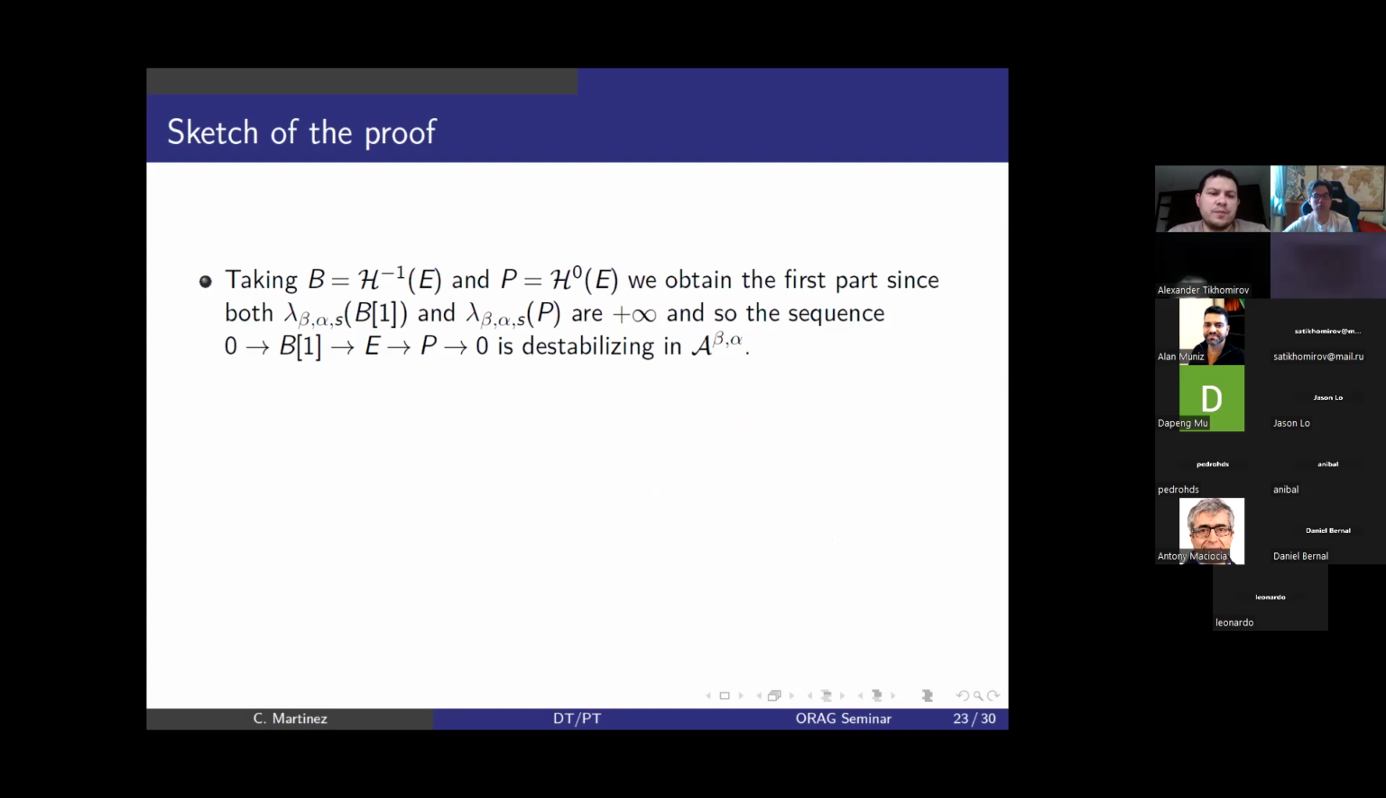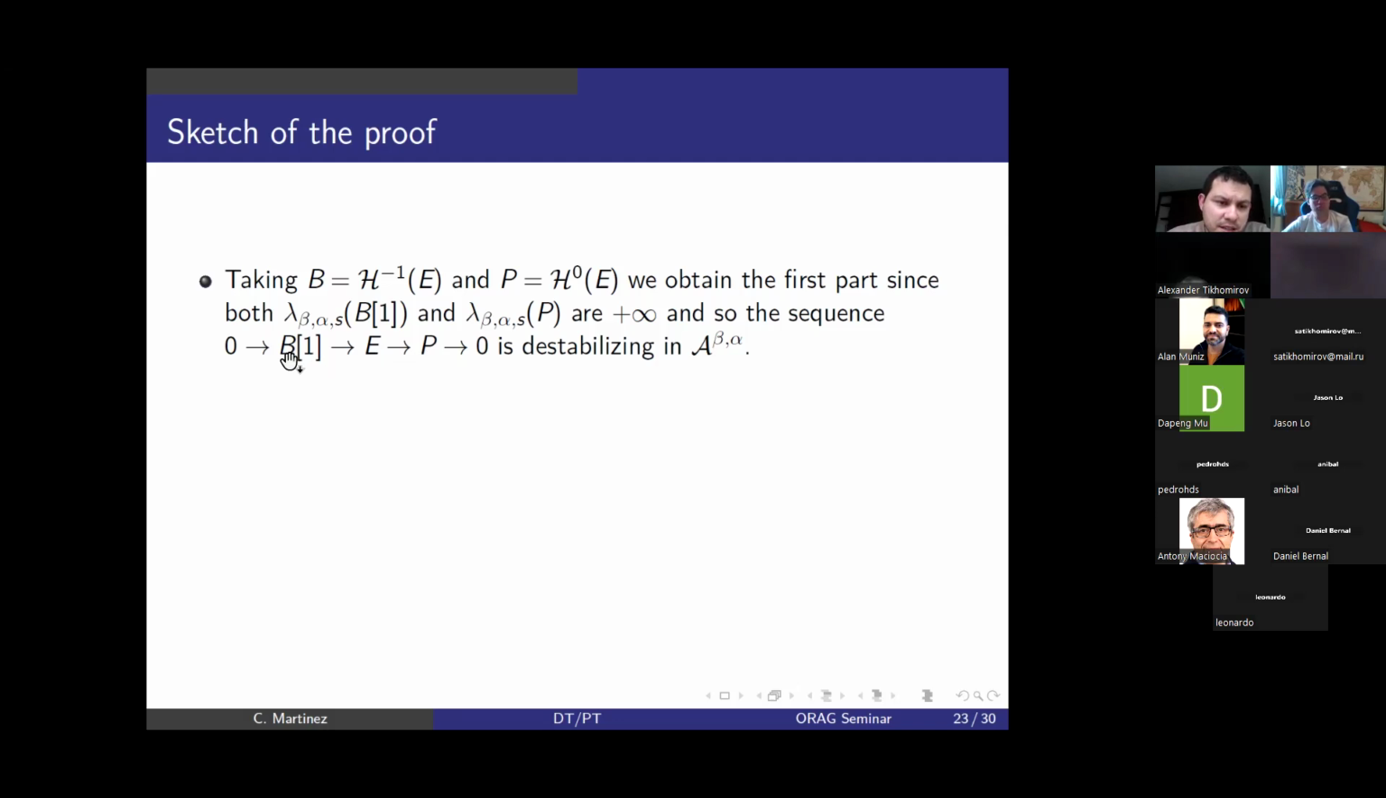So how does it go? If you take B to be the -1 cohomology of an object that is stable at the wall, and P to be the 0 cohomology, then we obtain the first part, because this was the description that Jardim and Maciocia had for objects that are semi-stable at the wall, just combining them with the fact that the new semi-stable objects at this point are exactly the 2 Gieseker semi-stable sheaves, right? And then we also get the sequence corresponding to the cohomology.